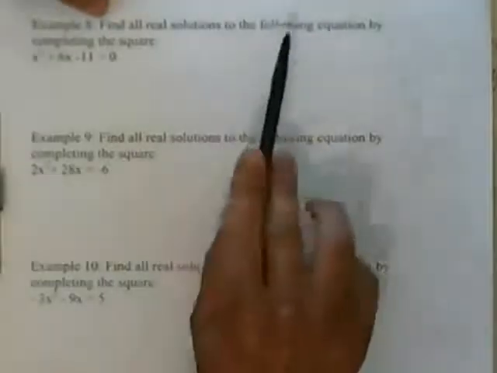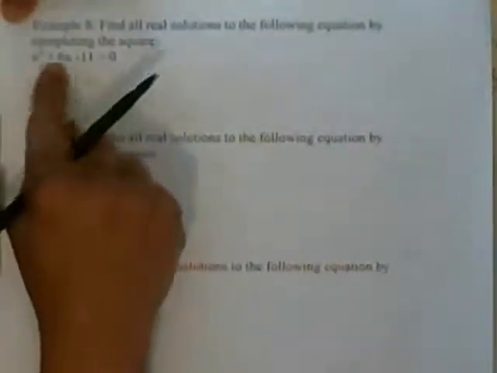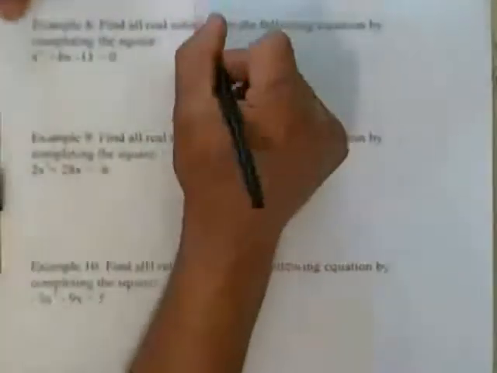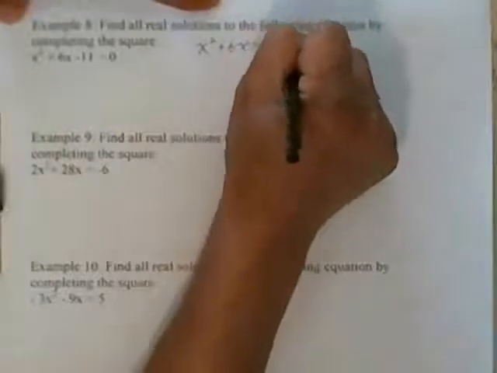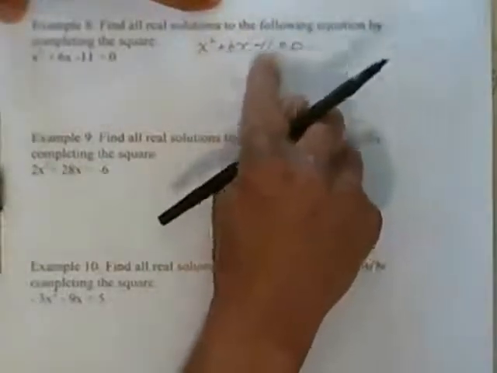Okay, let's do example number 8, 9, and 10. Example 8 says find all real solutions to the following equation by completing the square. They want you to use the second method instead of factoring. They want you to complete the square. First thing you have to do: this is in general form or standard form, x squared plus 6x minus 11 equals 0. We have to move the constant over to the right side.